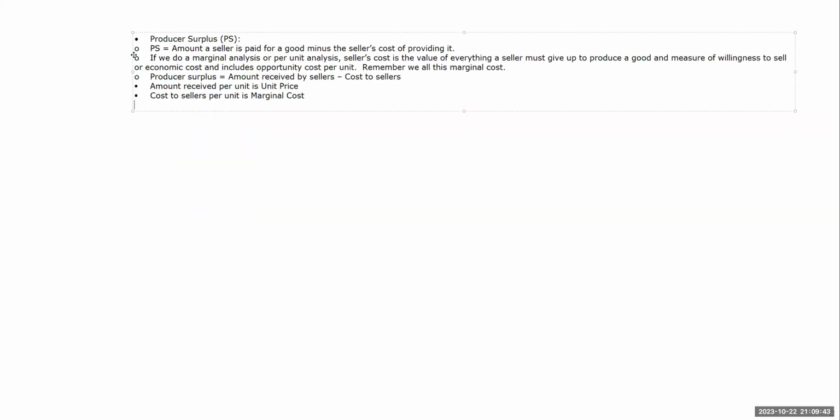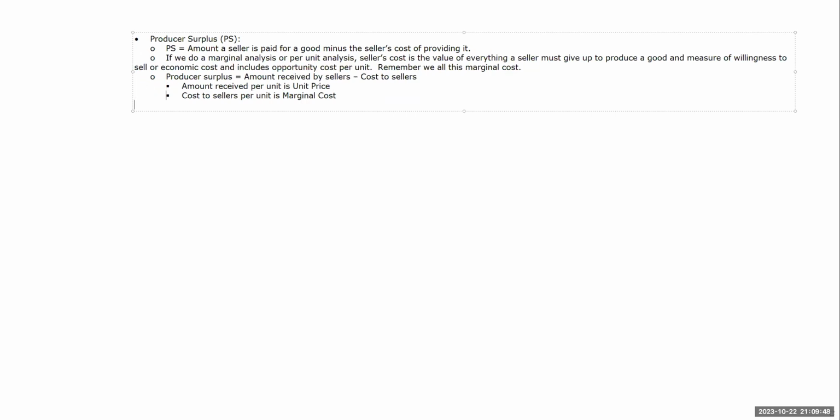Now we're going to talk about producer surplus. Basically, this is opposite day of consumer surplus. All right, producer surplus, I'm going to use PS for producer surplus. PS, or producer surplus, is defined as the amount a seller is paid for a good or service minus the seller's cost of providing it. Okay.